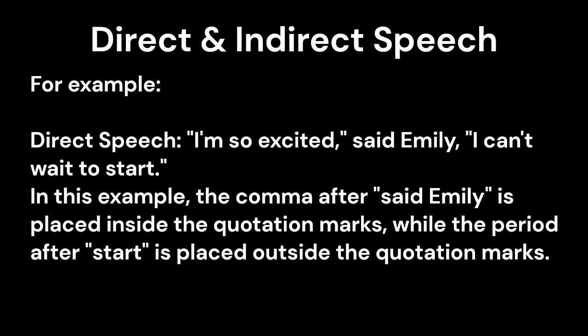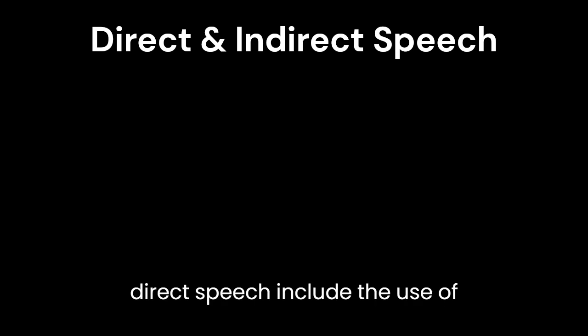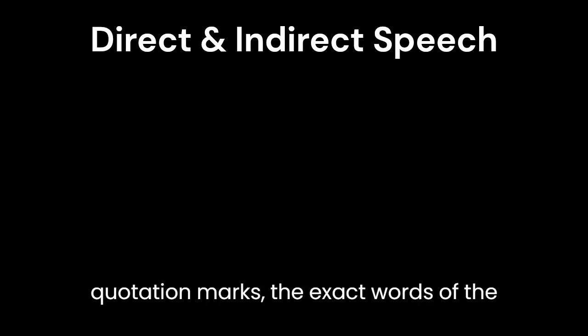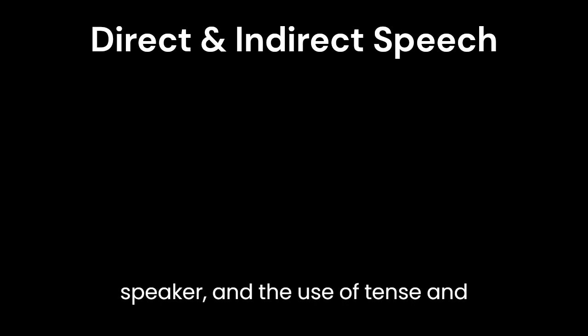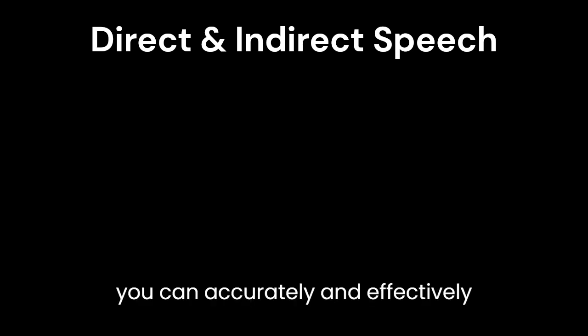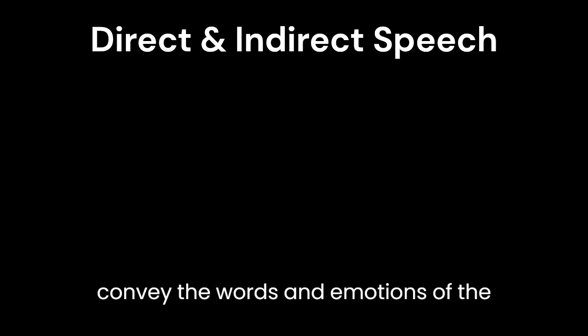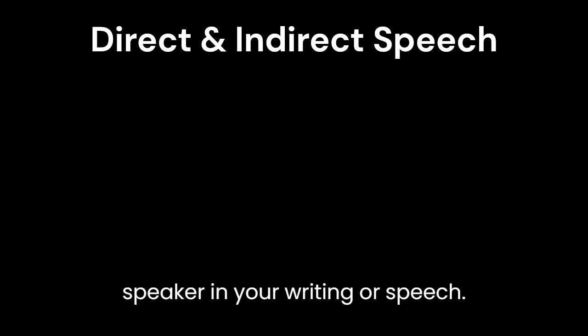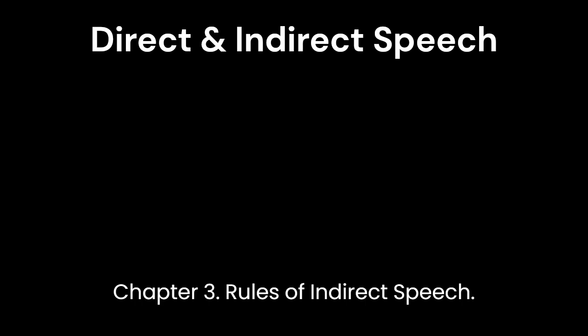In conclusion, the rules of direct speech include the use of quotation marks, the exact words of the speaker, and the use of tense and punctuation. By following these rules, you can accurately and effectively convey the words and emotions of the speaker in your writing or speech. Chapter 3: Rules of Indirect Speech.